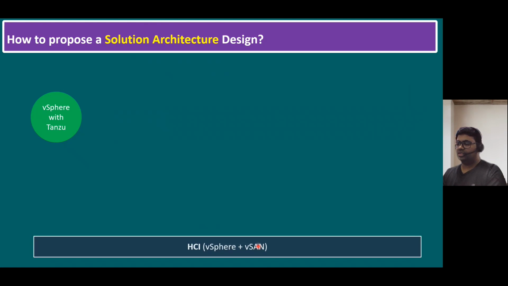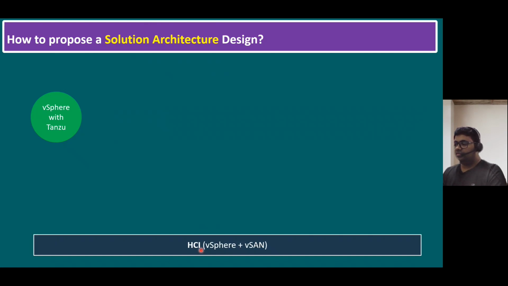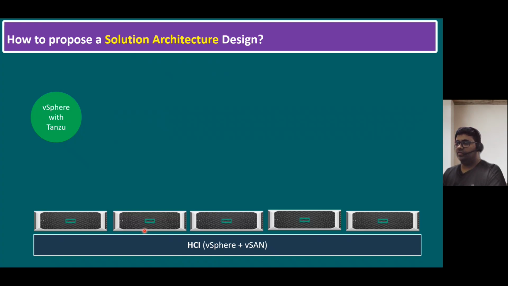Yeah, this is our slide. So we connected the hyper-converged infrastructure, vSphere plus virtual SAN. On top of that, as part of our solution architecture design, we need to configure our main physical hardware. You can choose any hardware vendor. For our easy understanding, I just selected the hardware vendor as HPE. For the given customer requirement, I selected the server hardware.